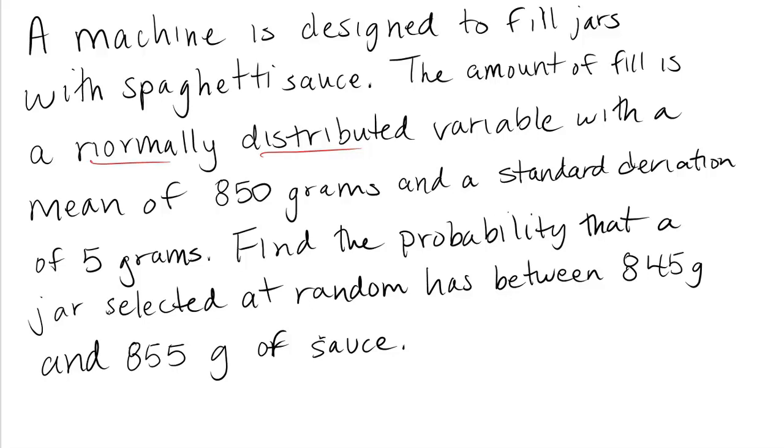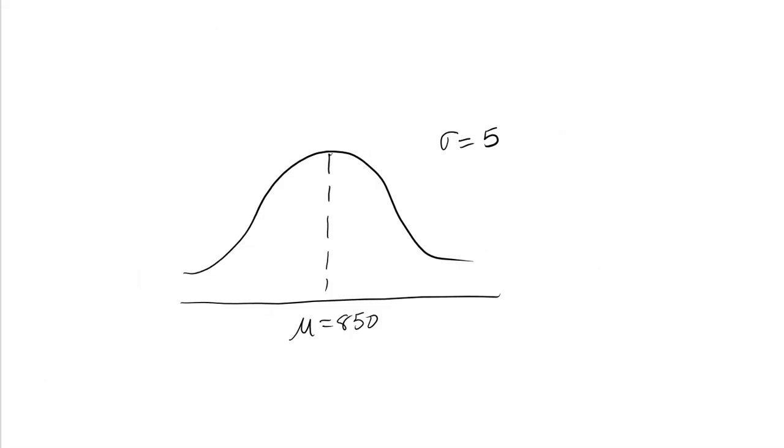Find the probability that a jar selected at random has between 845 and 855 grams of sauce. So don't worry about getting it exactly right. 845 is going to be somewhere to the left of the mean because it's smaller than the mean. 855 is going to be somewhere to the right. It should be the exact same distance, but again, that's not the point of the picture, so don't try to get it perfect. Just make sure you get everything in the correct relative position. The numbers should be in order from smallest to largest on your axis.